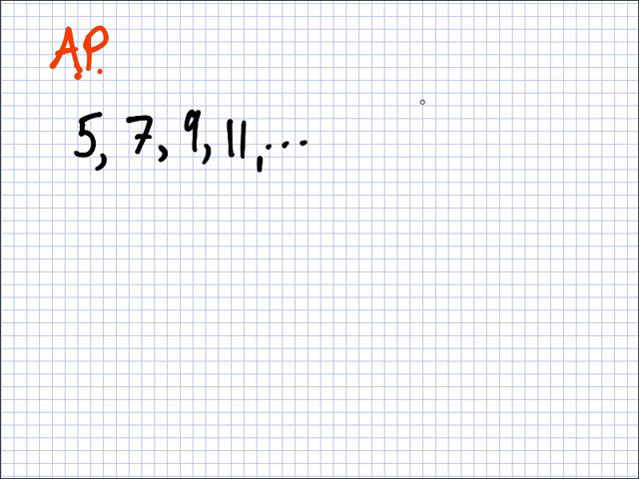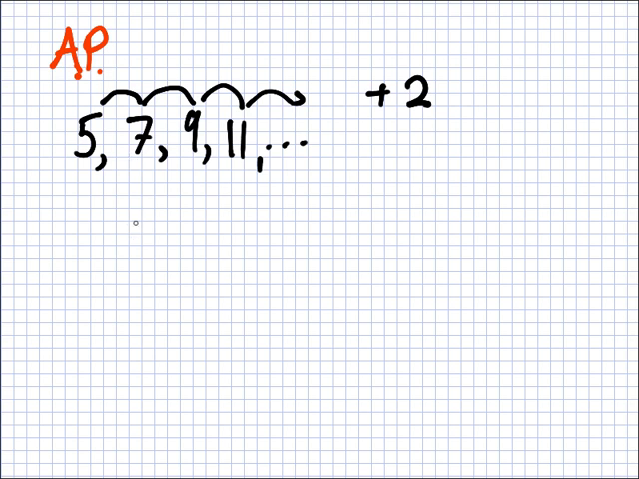What's next? 13. 13, yeah. The rule here is that you're adding 2. Okay? So this is an example of an arithmetic progression. And the rule is you're adding a constant, the same constant each time.